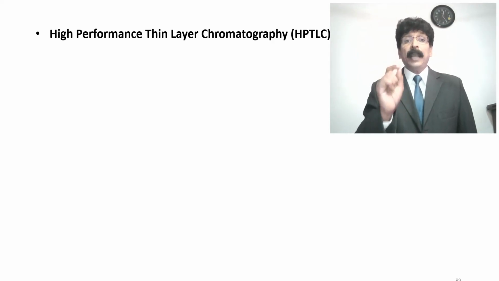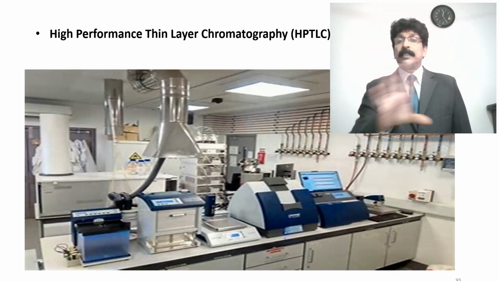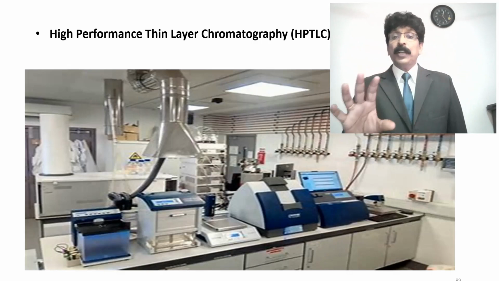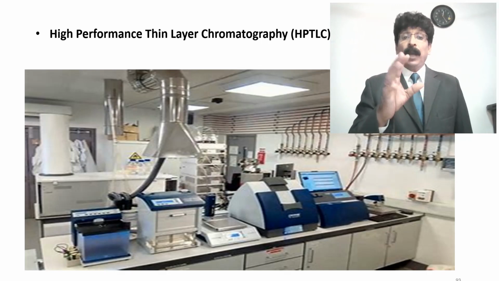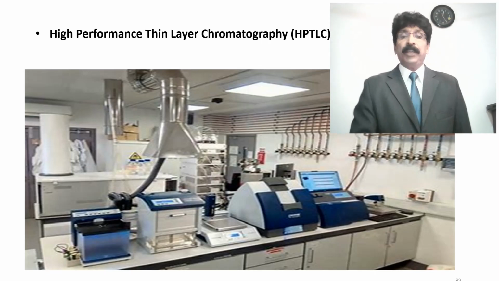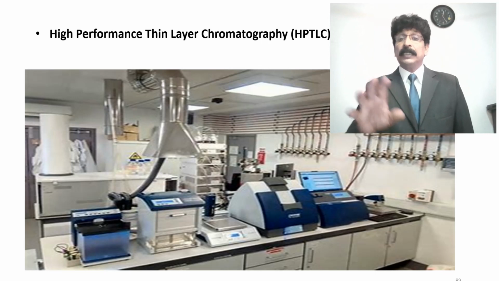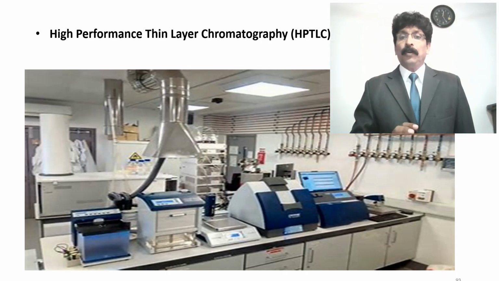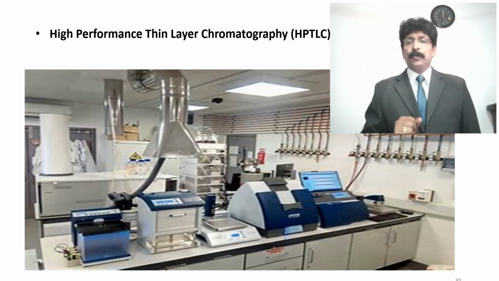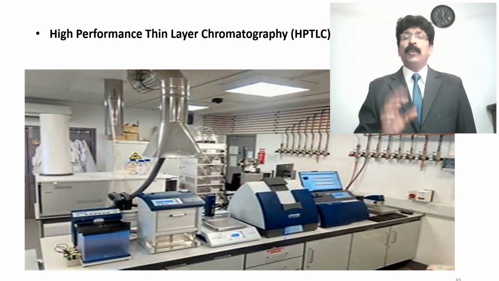HPTLC is high performance thin layer chromatography. This is a picture of the instrument present in the lab with an exhaust, and you can see the developing chambers and detecting chambers with UV detectors, which are connected with a computer system. With AI technology, it is possible for you to identify the constituents, and it will help you to design even various drug formulations.